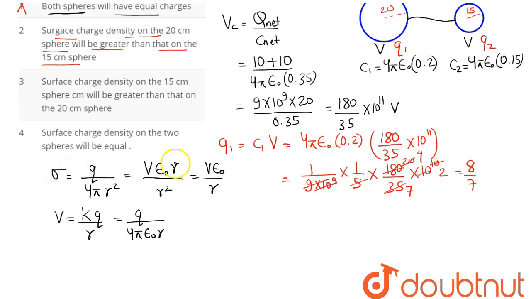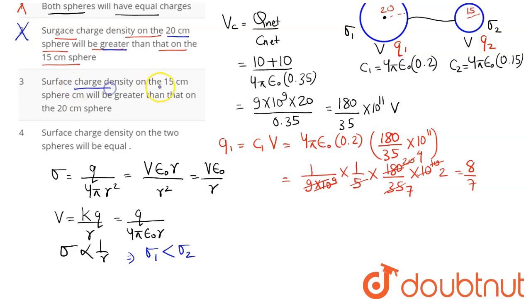Now V is the same and epsilon naught is the same, so sigma is inversely proportional to the radius. For these two, sigma 1 and sigma 2, the more the radius, the less the surface charge density. From here we conclude that sigma 1 will be less than sigma 2, since it has more radius. So the surface charge density on the 20 centimeter sphere will be less, but the option says greater, so option 2 is incorrect.